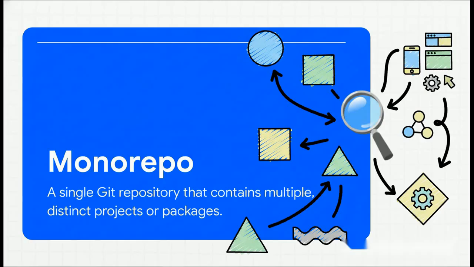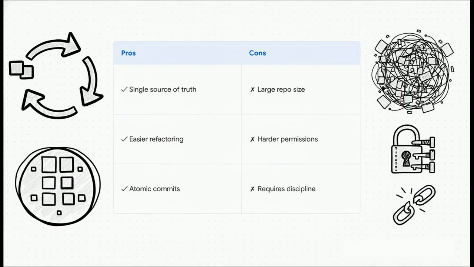It's one single, massive Git repository that holds lots of different projects that could, in theory, live on their own. You could have your API, your web app, and your component library all sitting in different folders, but they all share one single Git history. This is the model that giants like Google and Facebook use to manage their absolutely enormous code bases.